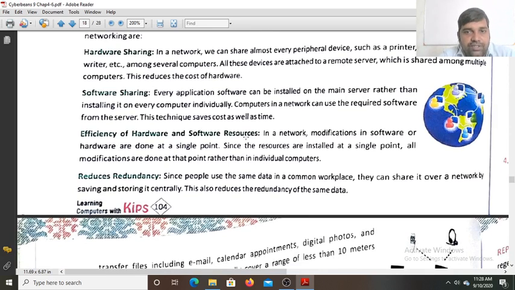Efficiency of hardware and software resources. In a network, modifications in software or hardware are done at a single point. Yes. Since the resources are installed at a single point, all the modifications are also done at that point rather than in individual computers. It reduces the redundancy.